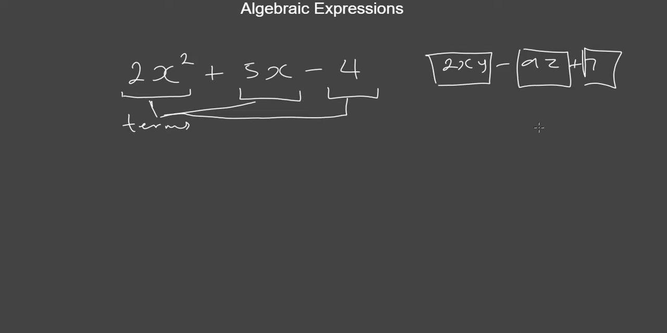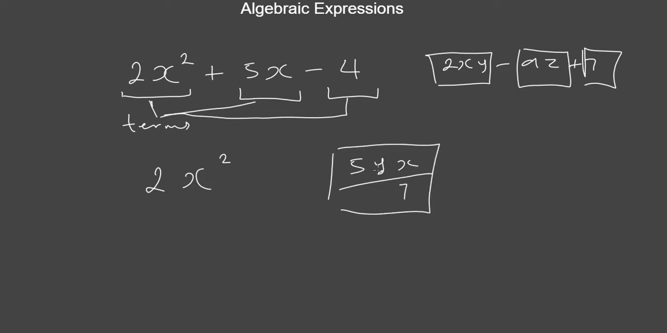So let's break down a term. Let's pick this 2x raised to the power of 2. A term is made up of symbols connected by times or division. So if I have something like 5yx divided by 7, this is also a term, because you can't find plus, you can't find minus. They are all connected by times or division. You can express it as 5 times y times x divided by 7. There's no plus or minus here, so this is a term.